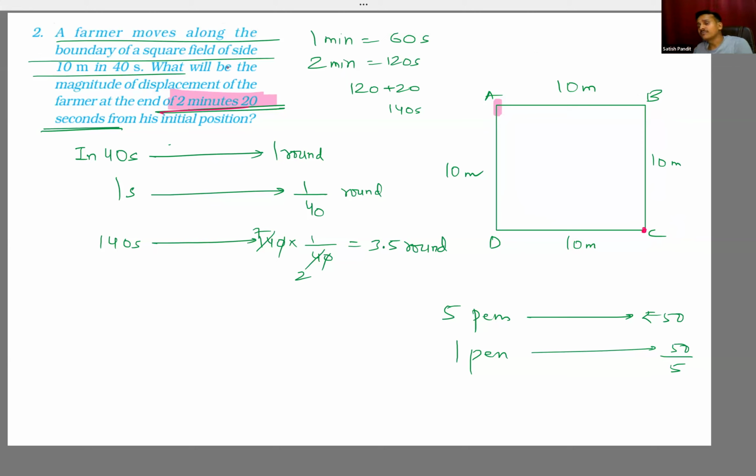Roshan, is that clear or not clear? Yes or no, Roshan? Yes, sir. Very nice.